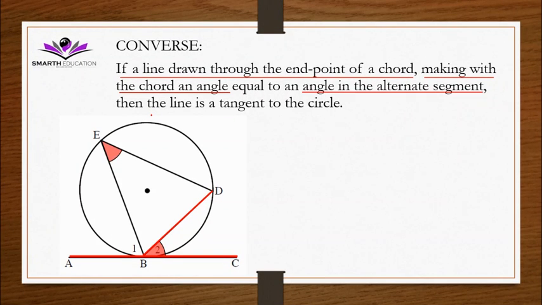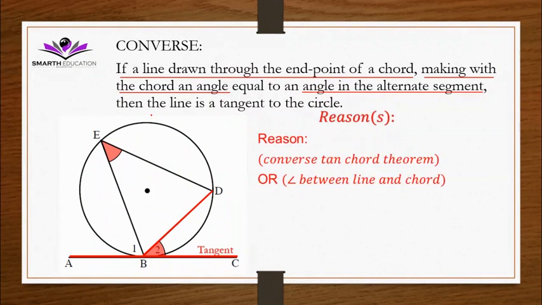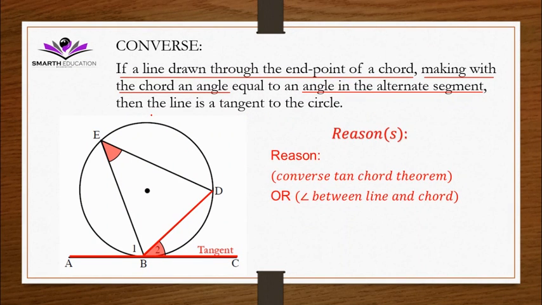Do you see that? So we have angle B2 and E. And if these two angles, B2 and E, are equal, then AC is the tangent. You see that? Then AC is the tangent. That's the converse theorem. And for the reasons, you can write converse chord theorem or angle between line and chord.